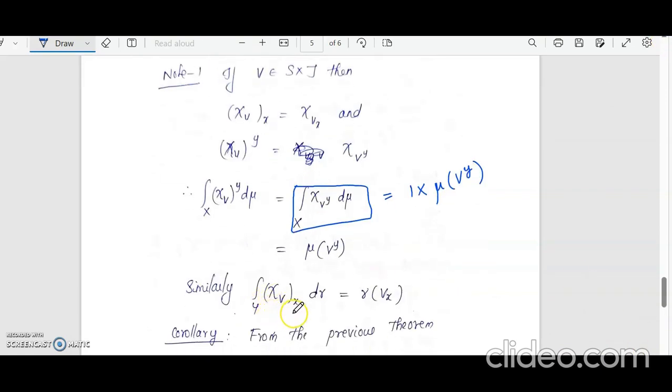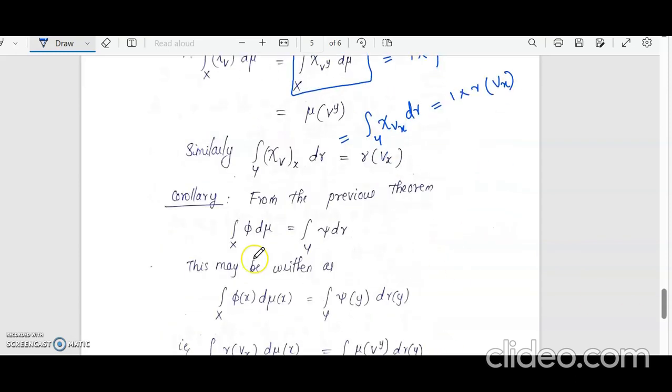Now similarly, when you find integral over y chi v x dr, this will be equal to integral over y chi v x dr. Now by the definition of the integral of a characteristic function, again this will be equal to 1 into r of vx. So we will get this integral to be equal to r of vx.